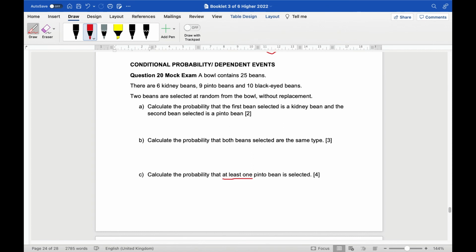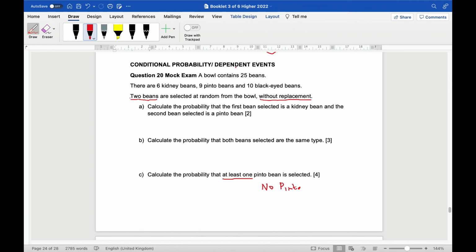So here, it says at least 1 pinto bean. The opposite of having at least 1, so 1 or 2 or 3 pinto beans, is to have none. No pinto beans. And that's what I'm going to work out right here, okay? So look at that, at least one, think of the opposite. So here, we've got 6 kidney beans, 9 pinto beans, and 10 black-eyed beans, and so 25 in total. 2 are selected at random. Okay, that's not so bad. Without replacement. We're not putting it back in.